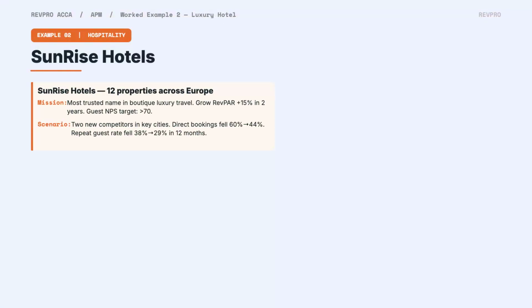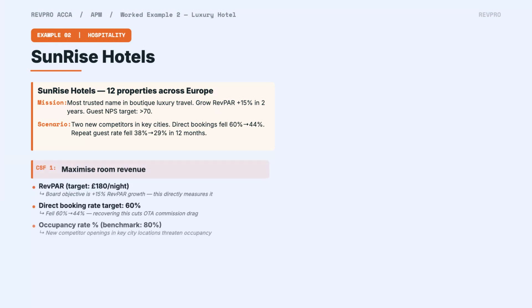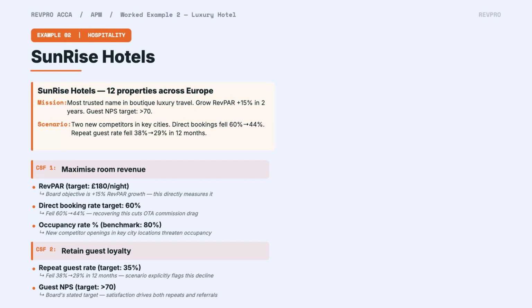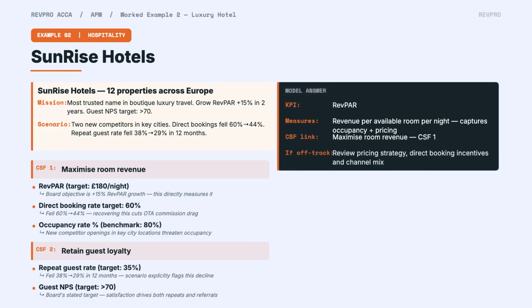Scenario 2. Sunrise Hotels is a 4-star luxury group with 12 properties across Europe. Its vision is to be the most trusted name in boutique luxury travel. Its objective: grow RevPAR by 15% over 2 years while maintaining a guest NPS above 70. 2 new competitors have opened in its key city locations. Direct booking rates have dropped from 60% to 44%. Repeat guest rate has fallen from 38% to 29% in 12 months. 2 CSFs emerge: maximize room revenue and retain guest loyalty.